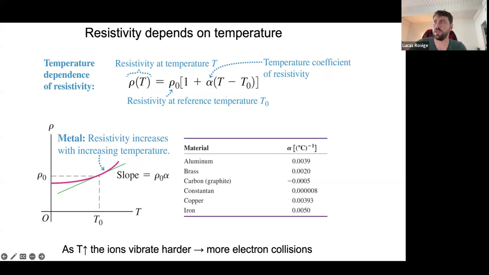And so when you increase the temperature in your material, your ions are going to vibrate more, because temperature is actually a description of kinetic motion inside your material. If it's very hot, everything is moving around, vibrating. And if you increase the vibration, it means that you're going to collide more with electrons. And so you're going to slow them down and increase your resistivity.